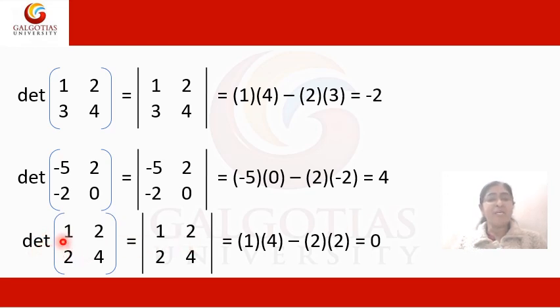Again you have the determinant 1, 2, 2, 4. So this is equal to 1 into 4 minus 2 into 2, which is 4 minus 4, which is equal to 0.